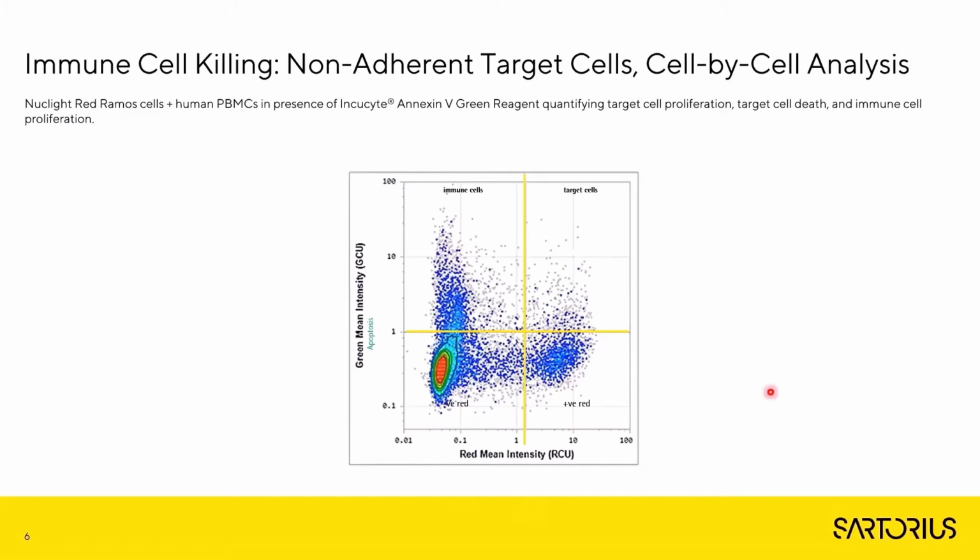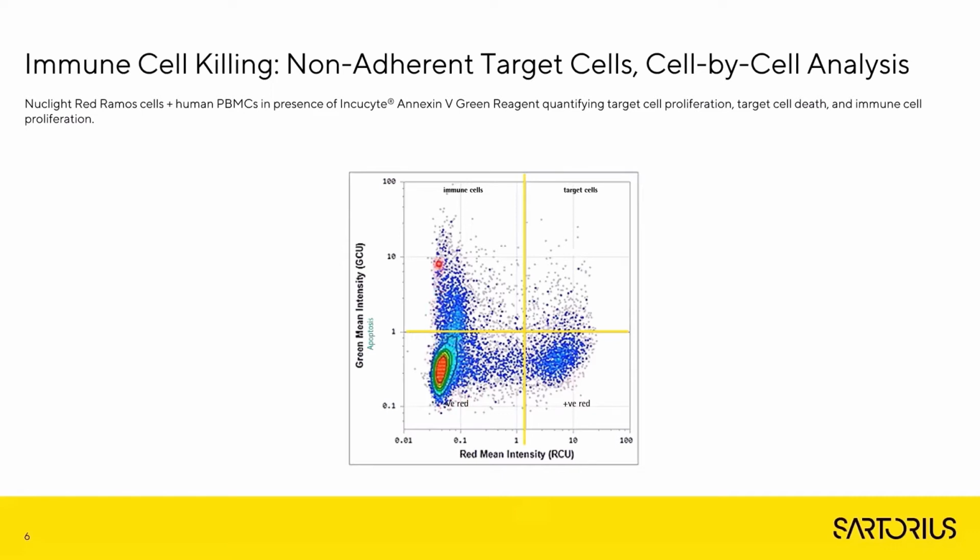From these images, we can perform single cell segmentation, and then we can get additional information on a per cell level in a kinetic manner. And we can plot that at each individual time point, as you can see here. So we have here our target population. These are our Ramos red positive cells. And here we have our red negative effector cells.